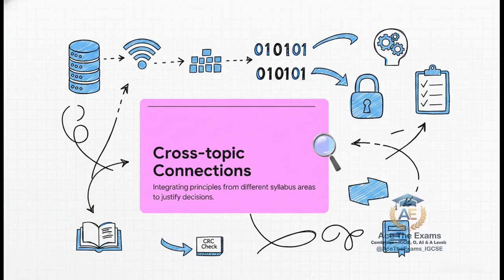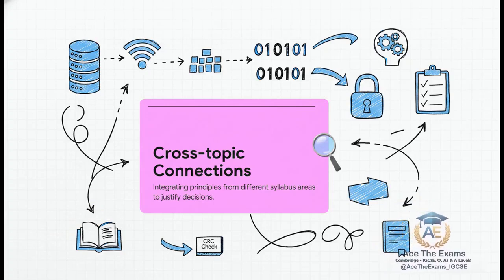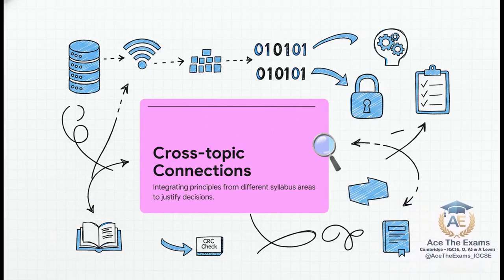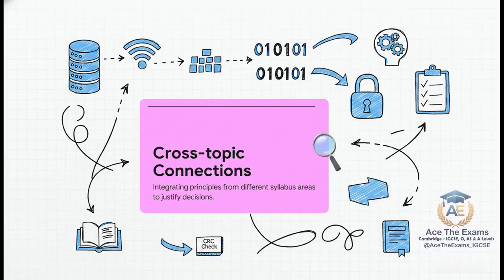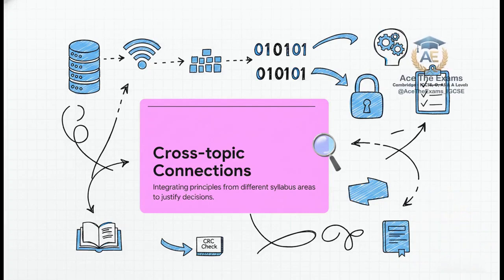For instance, when you're discussing data verification during data transmission, don't just keep it isolated to topic 6.2. Connect it back to network protocols, connect it to binary data structures, talk about how packet switching might introduce errors that necessitate a checksum. Show the examiner you understand how data integrity operates across the entire computing ecosystem. It's like a giant puzzle, and when you show how the networking piece connects to the data integrity piece, the examiner knows they are dealing with a top-tier candidate.